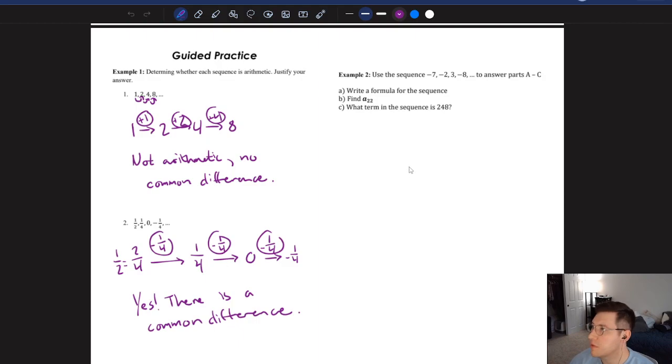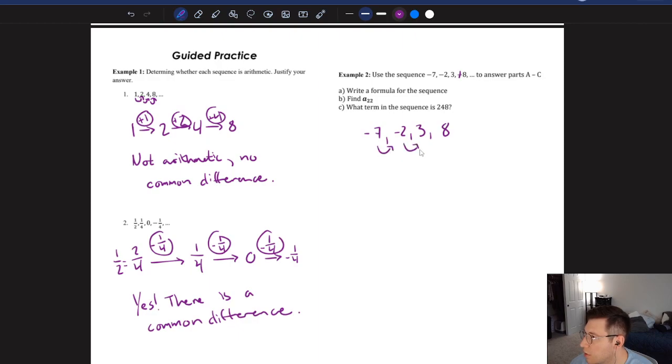All right, and so example 2, we're going to use this sequence, negative 7, negative 2, 3, negative 8. Apologies, we're going to fix this right now. That should be a positive 8. Positive 8, there we go. And so we're going to have negative 7, negative 2, 3, 8.